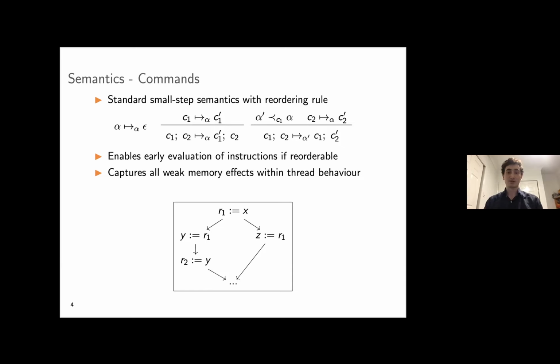And so you can effectively view a thread as some sort of a mix between sequential and parallel composition. We loosely illustrate that here with this graph, with the edges representing dependencies that would actually prevent reordering. And so you expect some of these to be executed in parallel potentially. You could effectively view it as that.